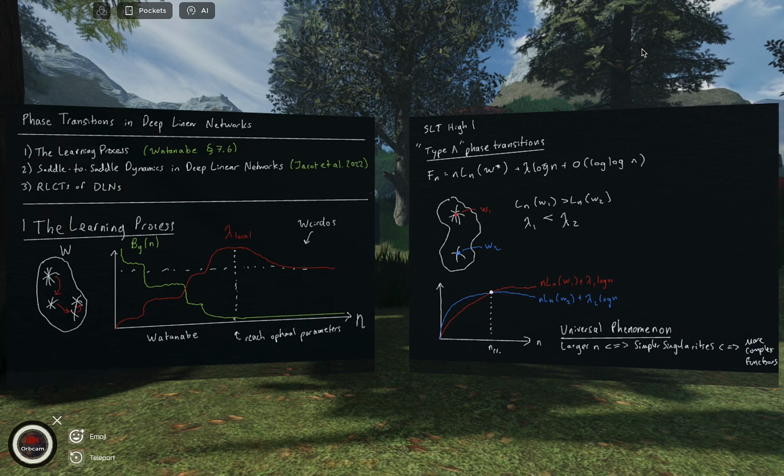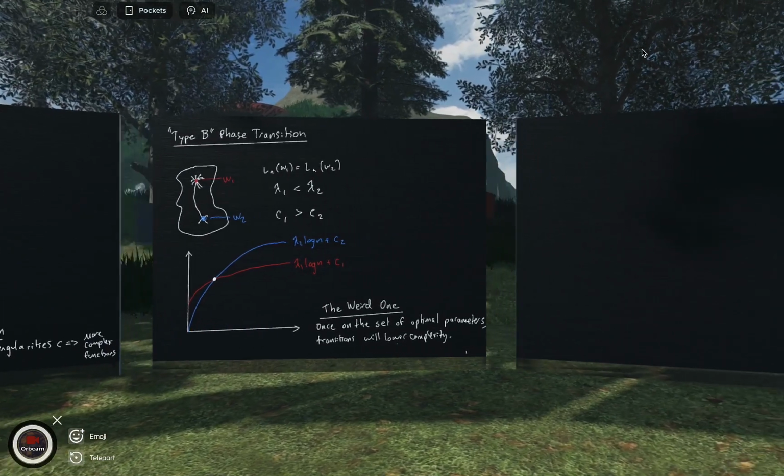Okay. That was the Bayesian picture. What about SGD?